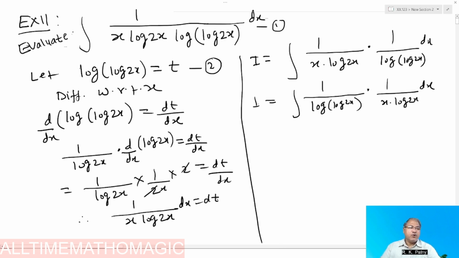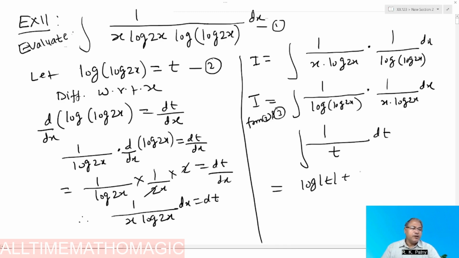Now from equations 2 and 3, 1 upon x log 2x dx equals dt, and 1 upon log 2x equals t from equation 2. Therefore, from 2 and 3 it becomes 1 upon t dt. Integration of 1 upon t is nothing but log of mod t plus c.